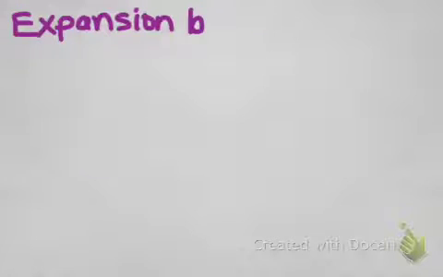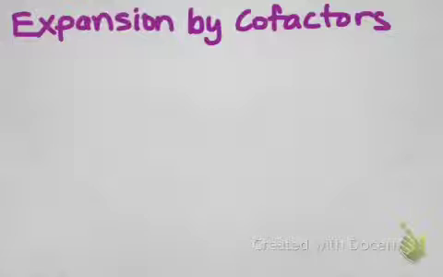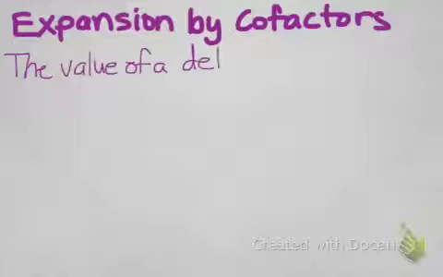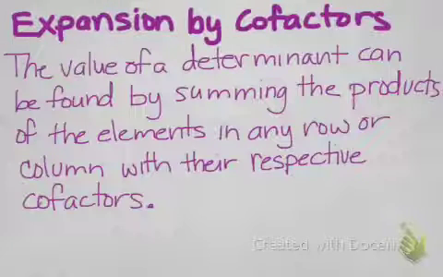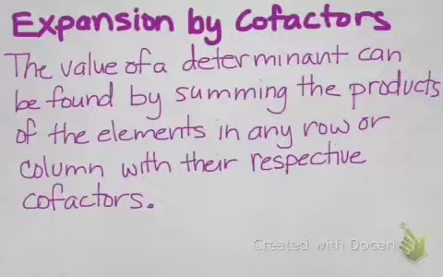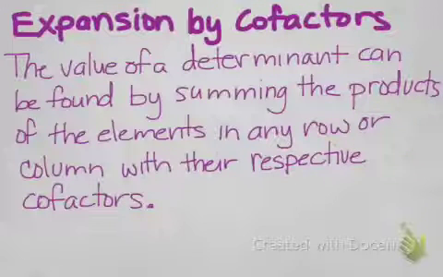And that's your cofactor. So now we're going to talk about expansion by cofactors, which is that very first thing that we looked at. The value of a determinant can be found by summing the products of the elements in any row or column with their respective cofactors.